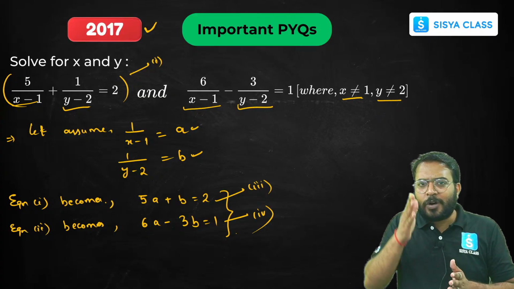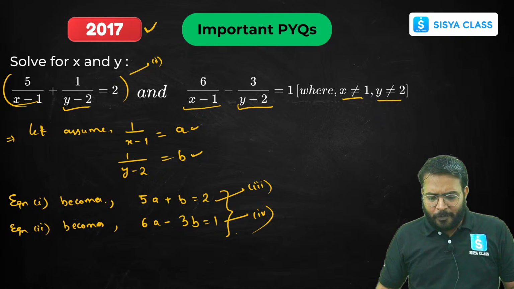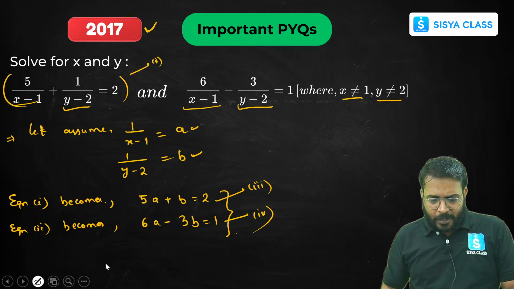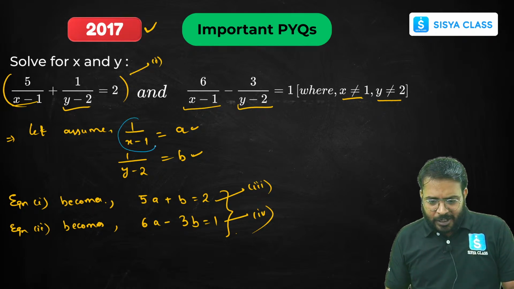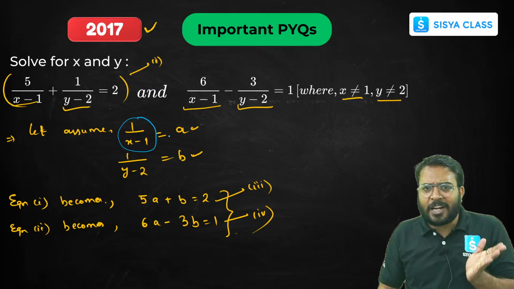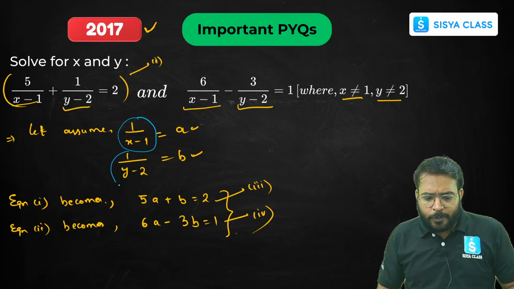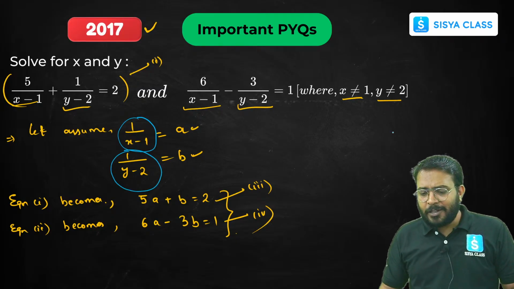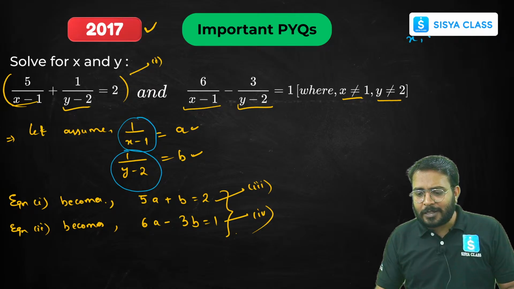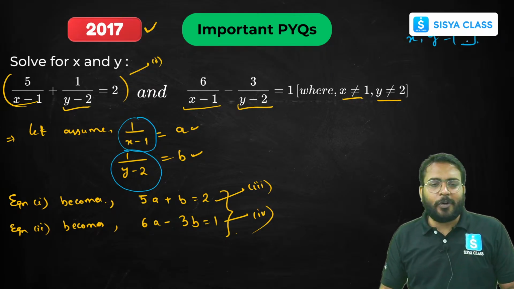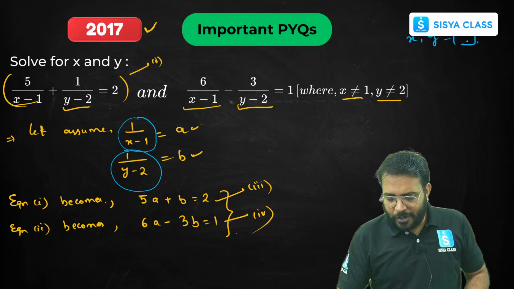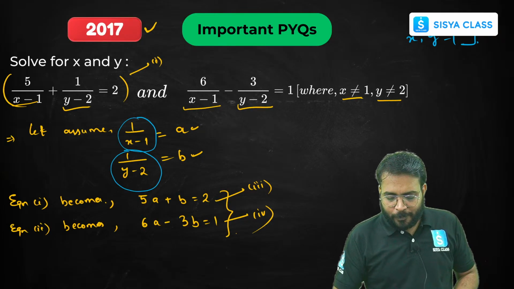Why? Because 1 by x minus 1 is nothing but a. So substitute the value of a and you will get the value of x. Substitute the value of b and you will get the value of y. In this way you are going to get the value of x and y both. Understood my point? Okay, so here we have come to an end.